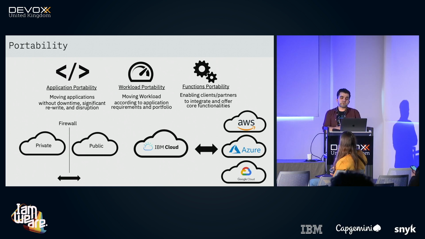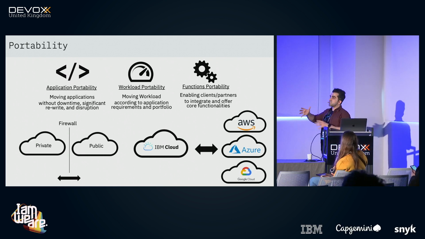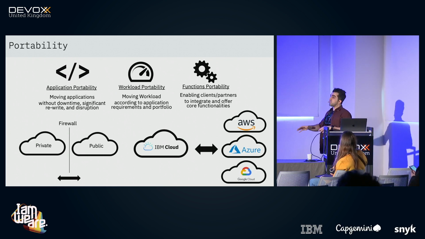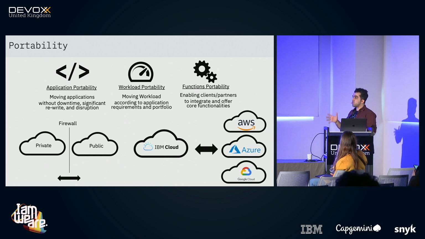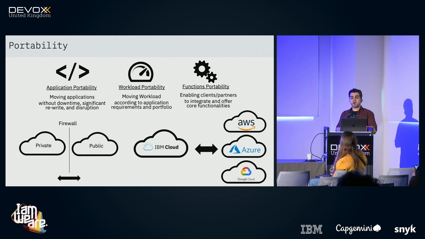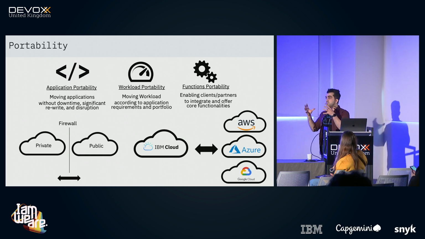So we've got different types of portability: application portability, workload portability, and function portability. For applications, as the name suggests, it's about moving your applications without downtime, significant rewrite and disruption from one cloud to another. Workload is about moving your workload according to the application requirement and portfolio. And functions or services are ways for you to package your solutions and offer them on multiple clouds.